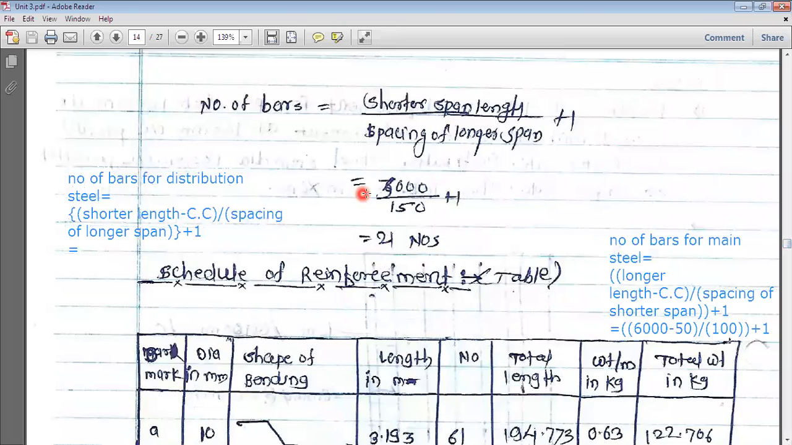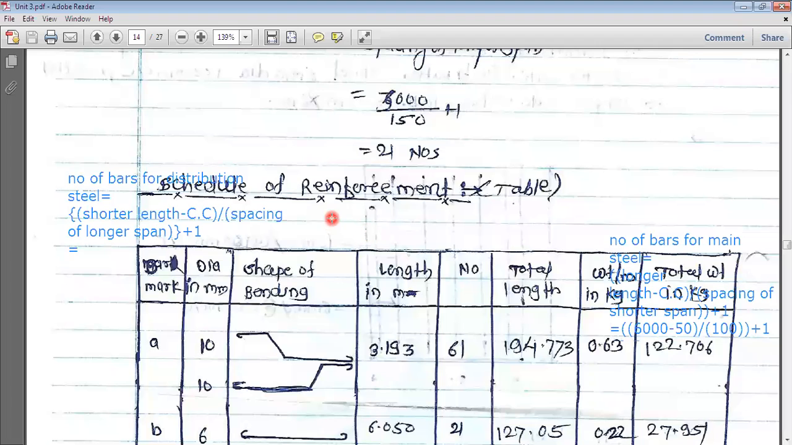So after getting the length and the number of bars, we have to prepare the schedule of reinforcement table. Okay, so what does this table include? This table includes, first column will be your serial number or the bar markings.